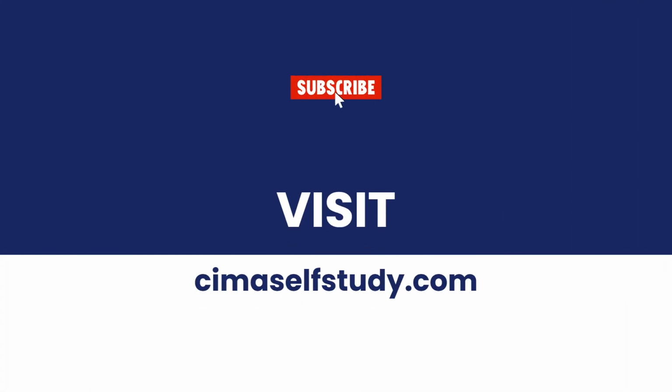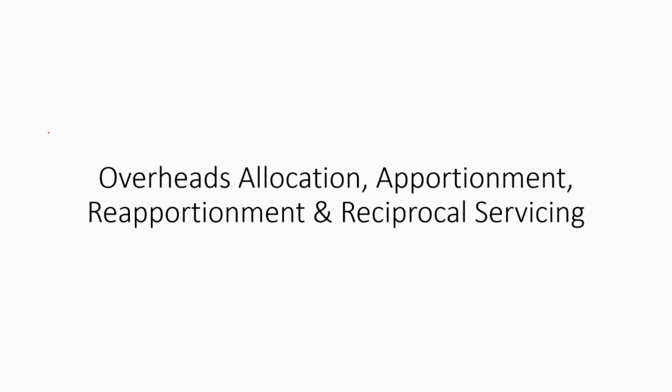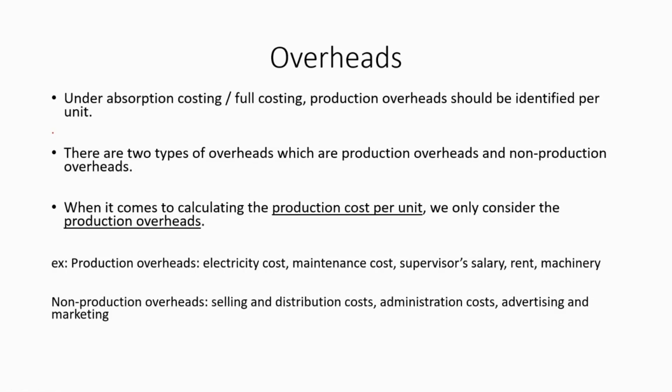In this video, I am going to discuss overheads allocation, apportionment, reapportionment and reciprocal servicing. Under absorption costing, also known as full costing, production overheads should be identified per unit. Overheads are the indirect costs which will be incurred in the production.